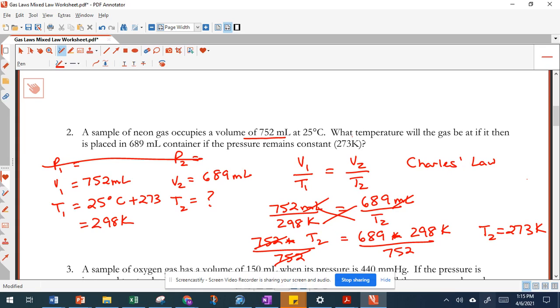And if we look at it, we can check our answer. This is the same as what we were given. And we can also think about it. Here, the volume is going down. Since these are directly proportional, if the volume is decreasing, the temperature should also be decreasing, and that's what we see.